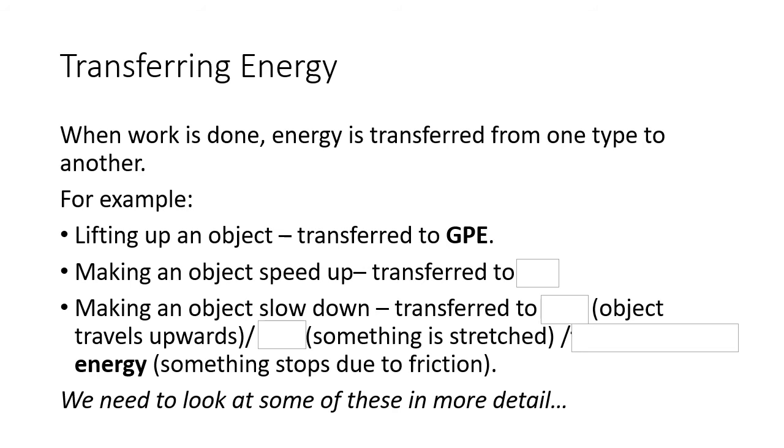When you make an object speed up, that is a kinetic energy transfer. Making an object slow down as it travels upward transfers energy to gravitational potential energy. When something is stretched, it has elastic potential energy, and when something stops due to friction, it has thermal energy.